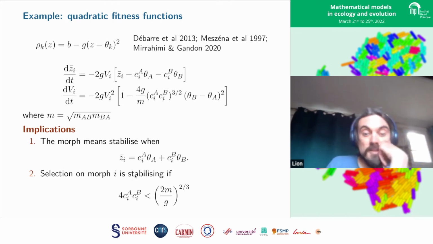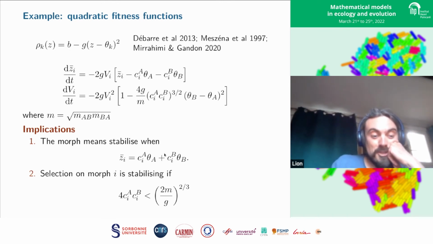And also we have a very simple... I'm sorry, too long. Okay, I'm going to wrap up. I think I'm nearly done. Just rapidly, the selection on morph i is stabilizing if this condition holds, and that's interesting because that's a stability condition that again depends on reproductive value.